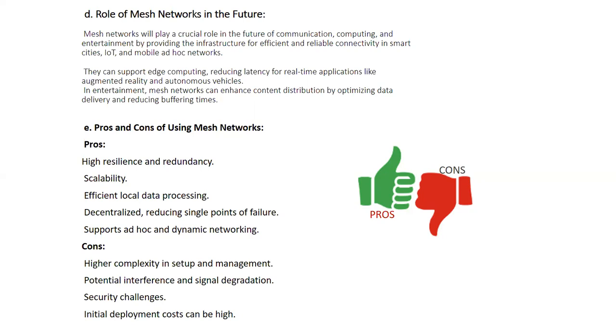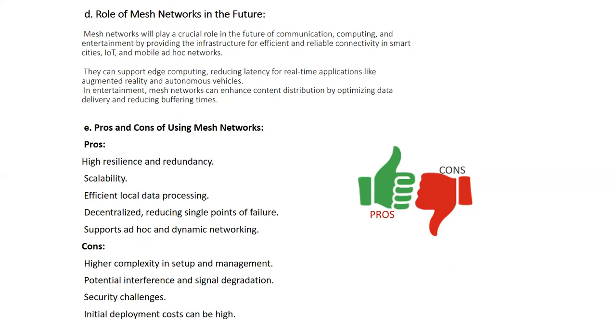So consider the fact that a mesh network can easily connect lots of computers at once, whereby each computer has its own node. This will be more efficient in connecting different things, like road cameras in the city. So I think mesh network can come in handy. They can as well support edge computing, reducing the latency for real-time applications like augmented reality and autonomous vehicles.